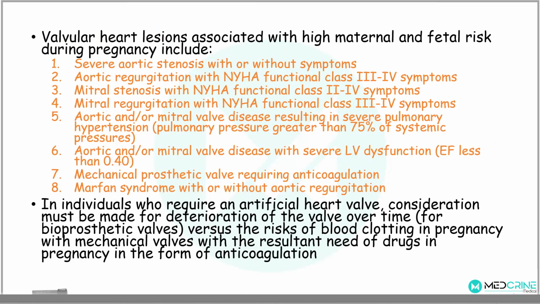So some valvular heart lesions that are associated with high maternal and fetal risk during pregnancies include a severe aortic stenosis with or without symptoms, an aortic regurgitation with NYHA functional class 3 and 4 symptoms, a mitral stenosis with functional class 2 and 4 symptoms, mitral regurgitation with functional class 3 and 4 symptoms, an aortic or a mitral valve disease resulting in a severe pulmonary hypertension, an aortic and a mitral valve disease with a severe left ventricular dysfunction, that is an ejection fraction that is less than 0.4, a mechanical prosthetic valve requiring an anticoagulation therapy, a Marfan syndrome with or without aortic regurgitation.